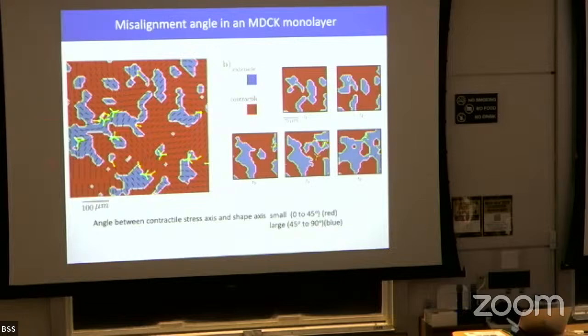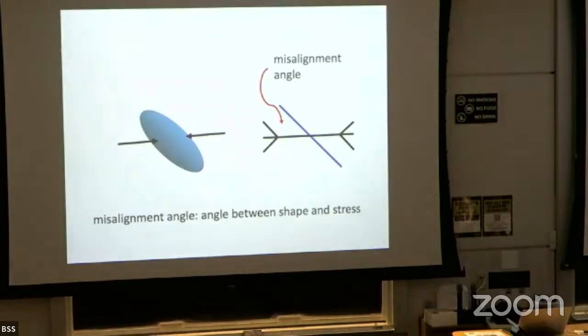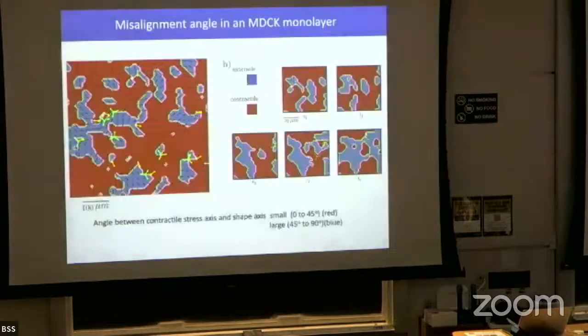And what happens as a function of time is that these patches evolve with time. Okay? This is strange because we had assumed that cells were either extensile or contractile. What it's saying is that this misalignment angle can take any value. 0 is the most likely thing, but then it can be changed to different values.